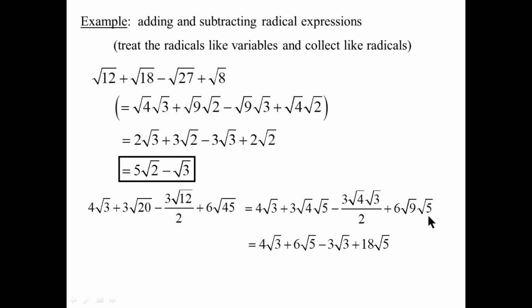As one works with these things, you become more fluent in this language. Pause the video if necessary and observe this example. We have some like radicals now. We've got 4 root 3 minus 3 root 3. That'll be 1 root 3. We've got 6 root 5 plus 18 root 5. That'll be 24 root 5. Treating the radicals like variables.